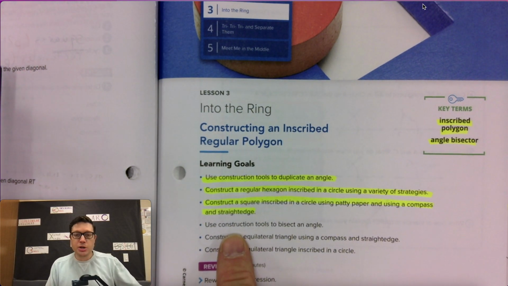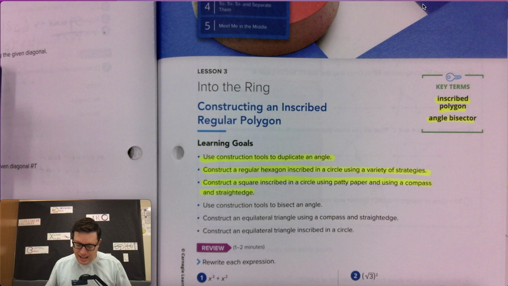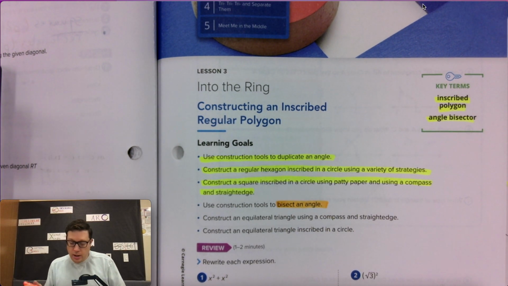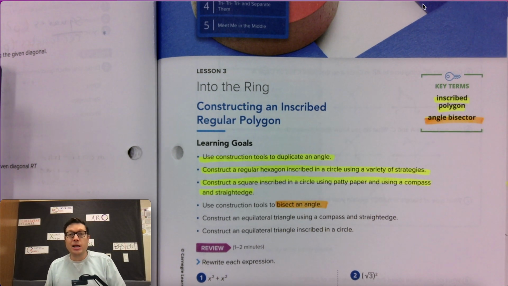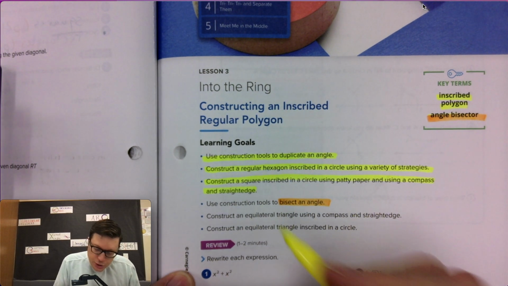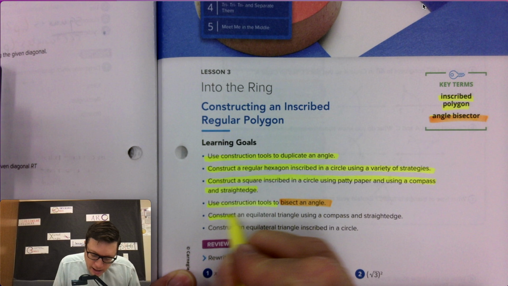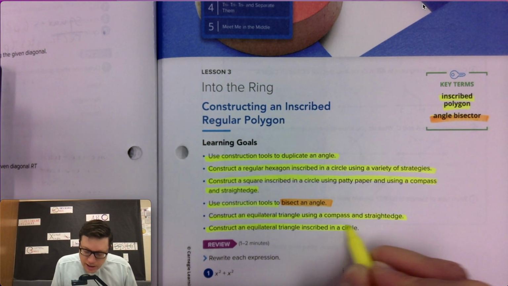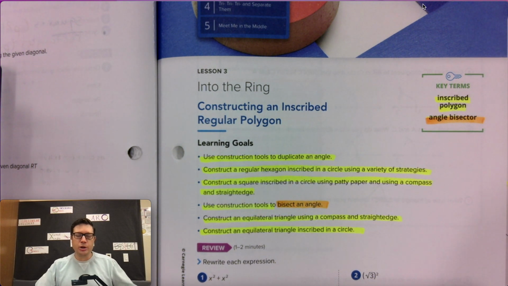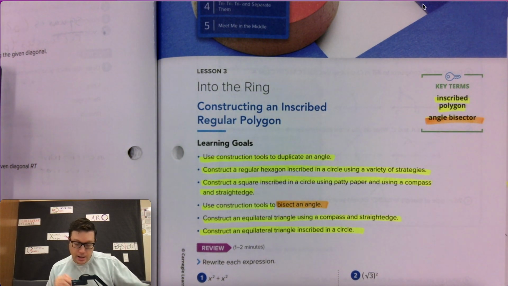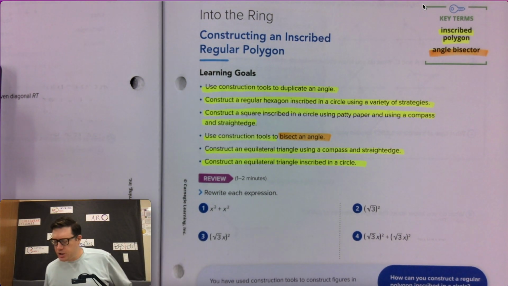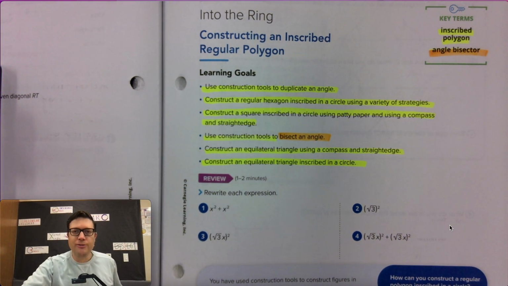We're going to use construction tools to bisect an angle. I'm going to bring in a different highlighter color because that is 100% related to the key term. And then we're going to construct an equilateral triangle using a compass and straight edge. And we're going to construct an equilateral triangle inscribed in a circle. We're going to do all of those learning goals in this lesson 3, page 231. Rewrite each expression. Let's get into the review section.